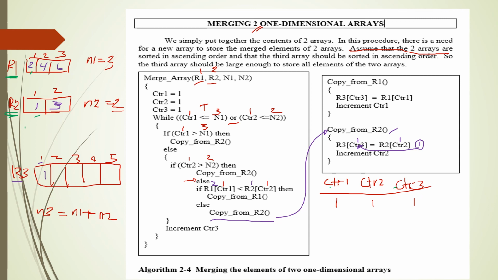Now, since we copy from array 2, we're going to increment counter 2. So, magiging 2. Okay? Then, balik sa tumawag sa kanya. Okay, so we're done with the if. With the else, okay, so this is the end of that statement, and then increment CTR3, okay, para mag-move siya sa susunod na element, okay? Next, this is a while loop, so we go back to the condition. Counter 2 lang ang nabago, okay?